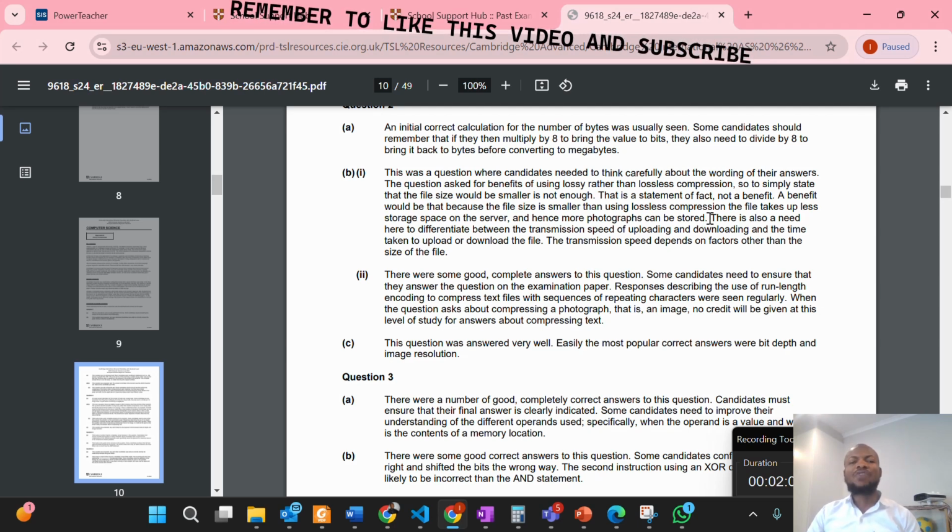So just writing a fact does not get you an answer. You must think carefully before your answer is written. There is also a need here to differentiate between the transmission speed of uploading and downloading and the time it takes to upload or download the file. The transmission speed depends on factors other than the size of the file. So when you're writing about the transmission speed, find a way to present your answer carefully so that it doesn't translate to something else, and thus you lose your mark.